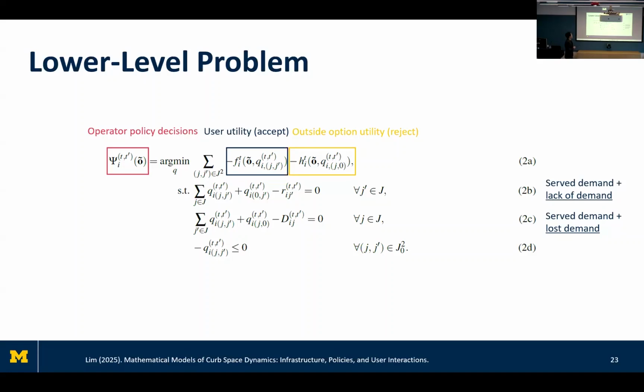The objective function is primarily considering the utility functions: the user utility, where the users accept the policy, and the outside option utility, where the users reject the policy. And basically, we're distributing the users to have the best accommodation based on their traits, which are defined by the shape of the two utility functions given by the operator policies.